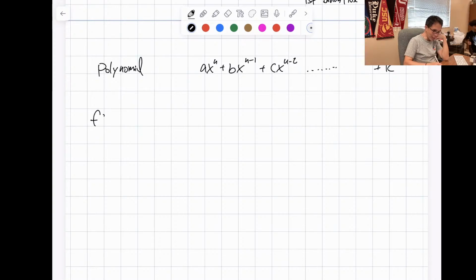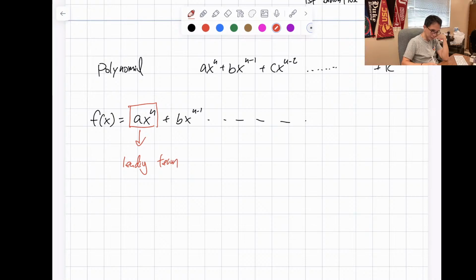So imagine that f of x equals ax to the n plus bx to the n minus 1, and so on. This is the thing I'm going to pay attention to on a polynomial. This is called the leading coefficient, or leading term. With a leading term, there is the n and the a.